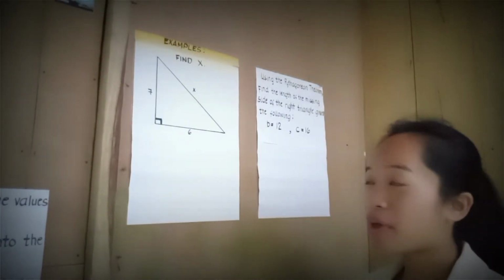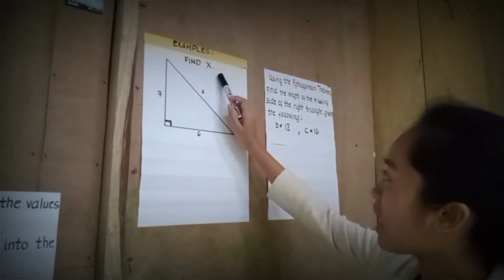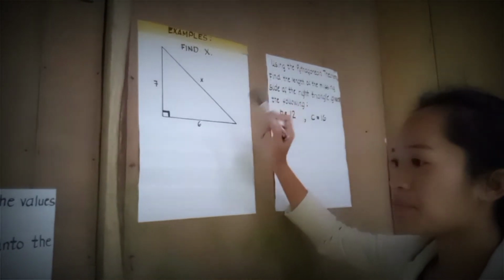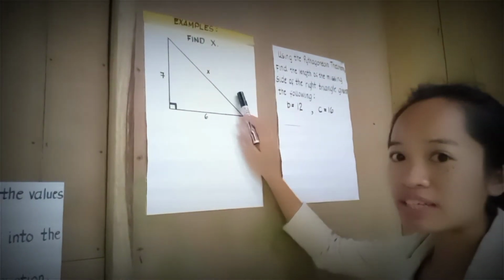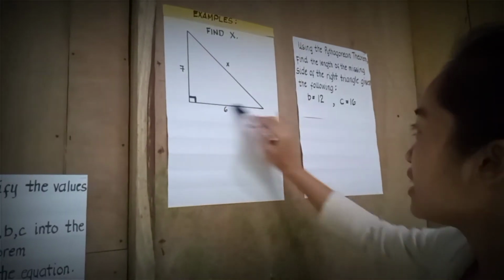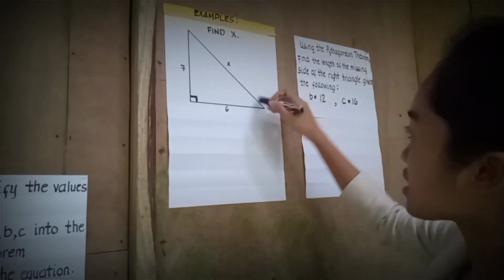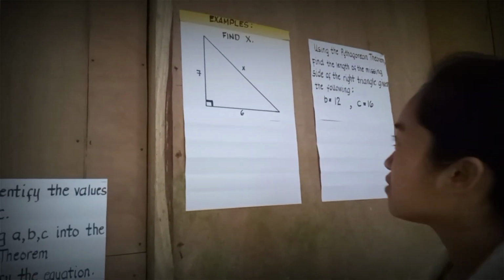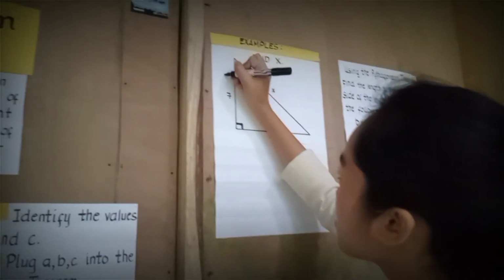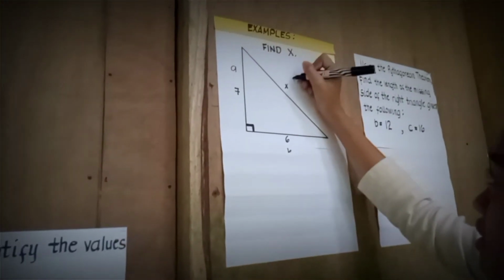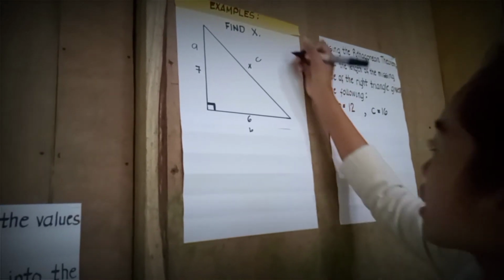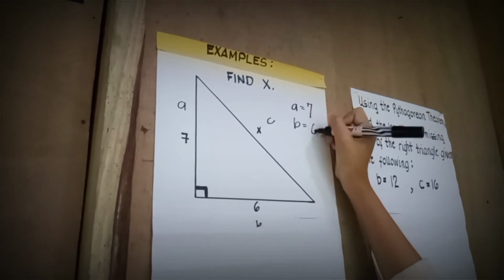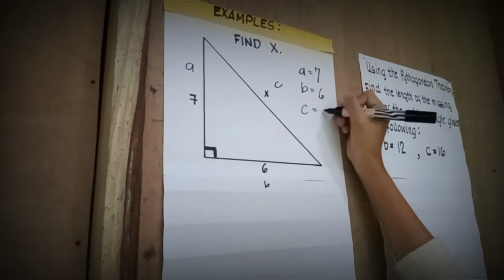So, we have an example. Let's find x. First, we identify where a, b, and c are. These are the two legs, and the hypotenuse is opposite, the longest side. So, we have to label it. This is a, b, and c. The value of a equals 7, b equals 6, and c equals x.